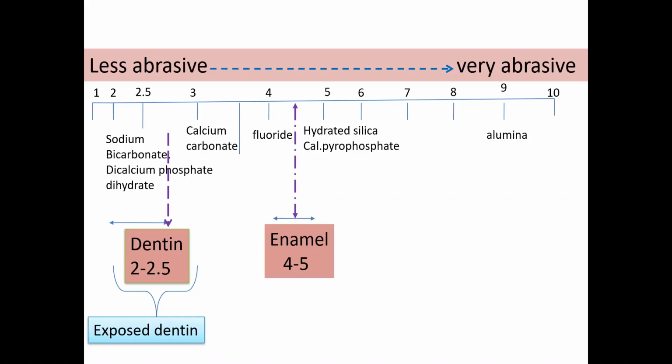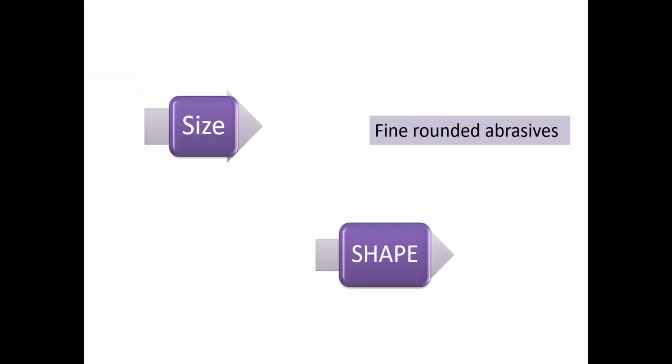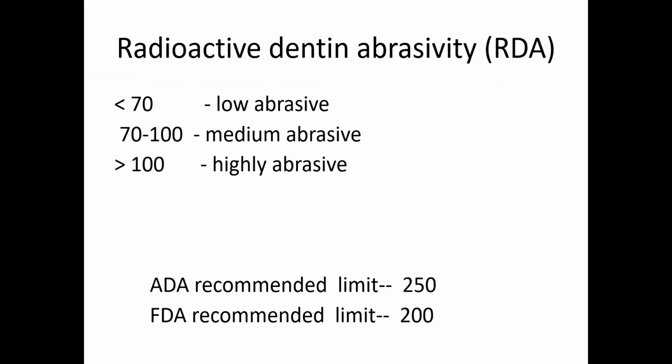So anything less than 4 will not cause any damage to the enamel, but hydrated silica or calcium pyrophosphate are going to wear away the enamel if it is an ingredient of a toothpaste. So fine rounded abrasives are preferred in a toothpaste.